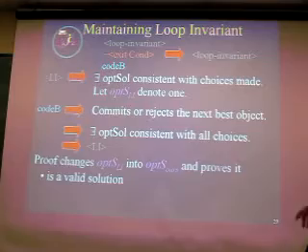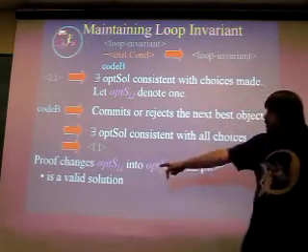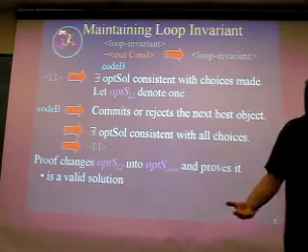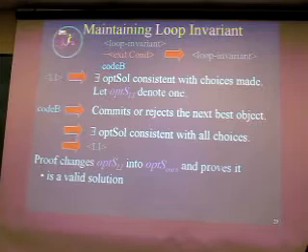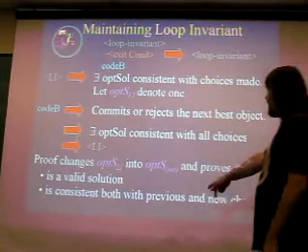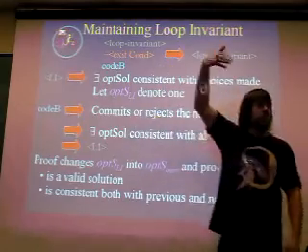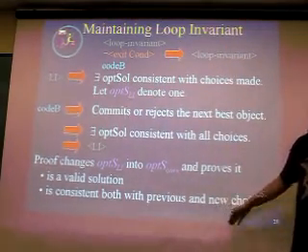And then we have to prove that this thing that we constructed is a valid solution, meaning that it doesn't have any conflict. In this case, what does it mean to be a valid solution in our example? It's a set of coins that adds up to 92 cents. We have to prove that it's consistent with the previous decisions that were made before and consistent with this new decision. What does that mean?